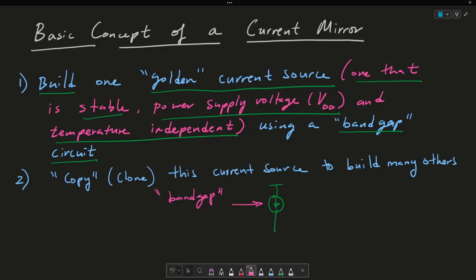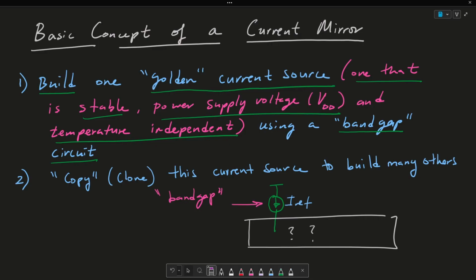And we can combine this voltage reference with resistors and current mirrors to generate a stable constant current reference. So we call this current reference Iref. And what we want to do now is build this, let's call it a black box for now, because we don't know what's in it.